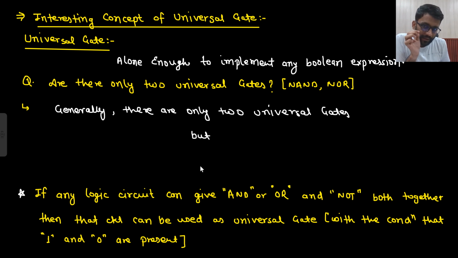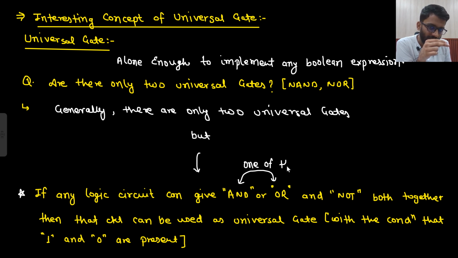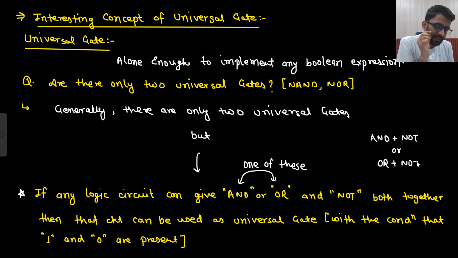But if any logic circuit can give you AND plus NOT, or OR plus NOT, look, what you need is AND plus NOT or OR plus NOT. NOT should be written in capital. So if any logic circuit can give you AND and NOT both together, then the circuit can be used as a universal gate, with the condition that 1 and 0 are present. Basically, high voltage and low voltage should be present. You might not be able to understand this. Let's understand with an example.